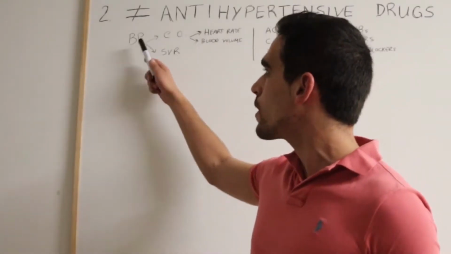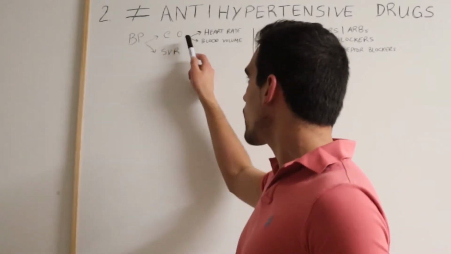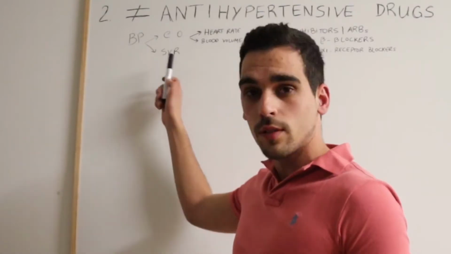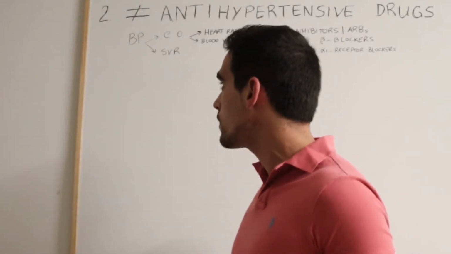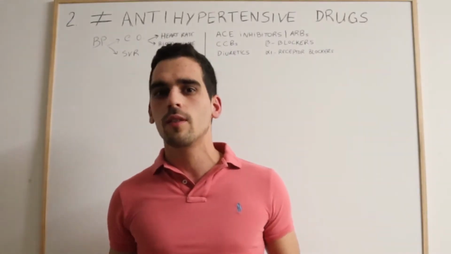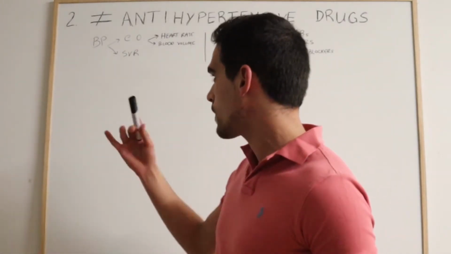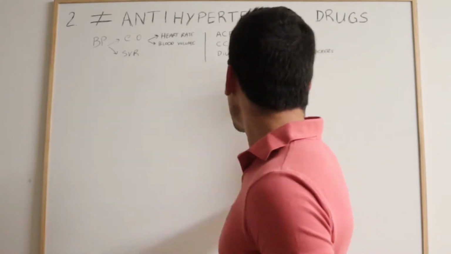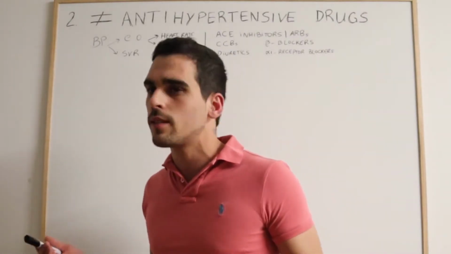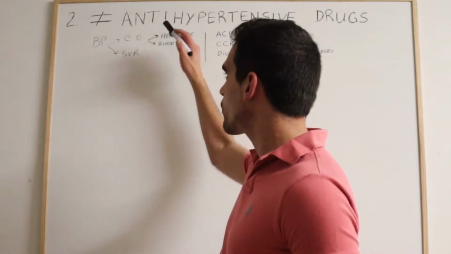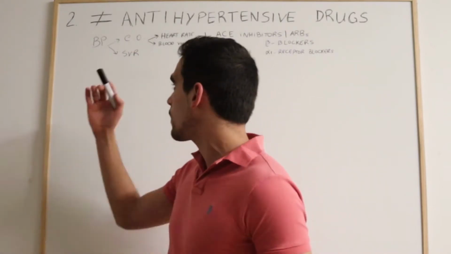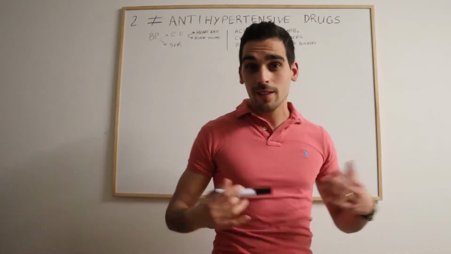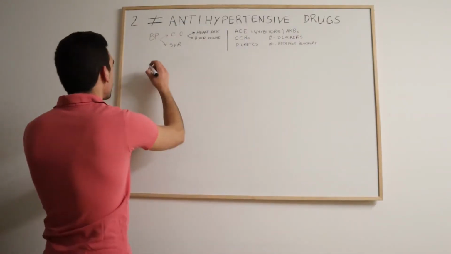So in the last video we talked about the factors that impact blood pressure. We've seen that blood pressure depends on the cardiac output, which depends on the heart rate and the blood volume, and also on the systemic vascular resistance. If you haven't watched that video, I would recommend it, because it will help you understand better how the antihypertensive drugs act, because basically they will always change one of these factors and ultimately they will decrease the blood pressure. So let's start with ACE inhibitors.